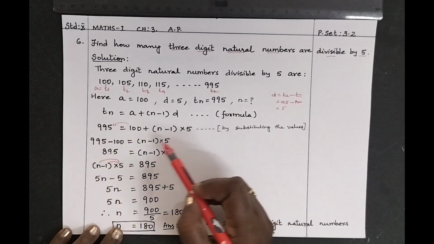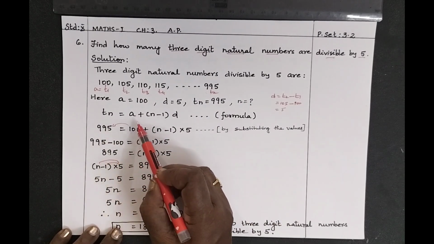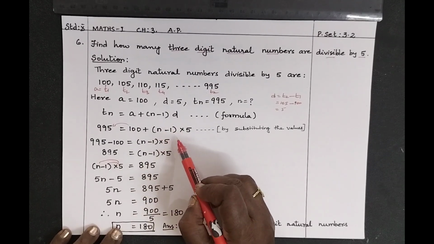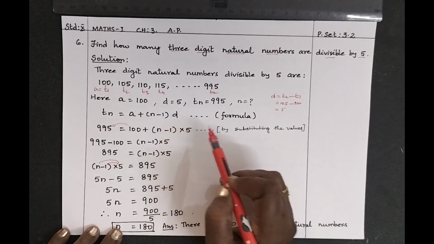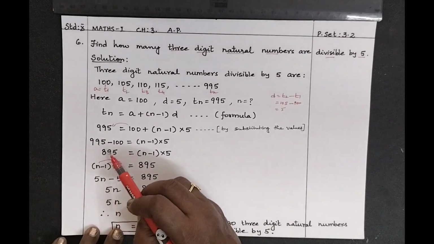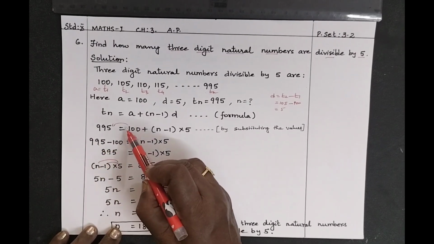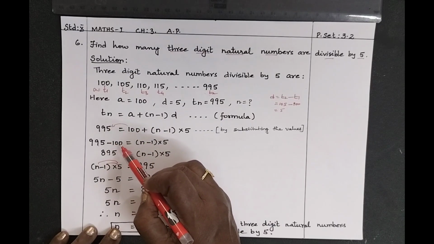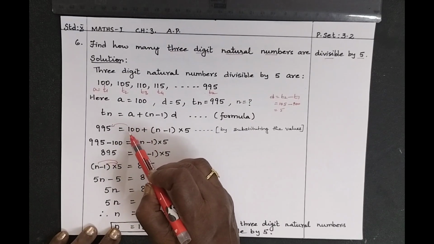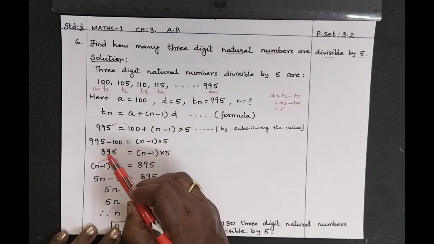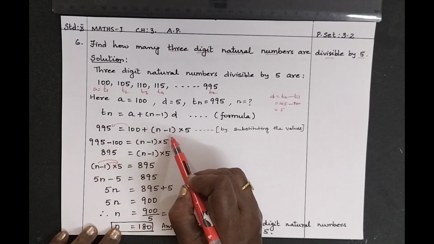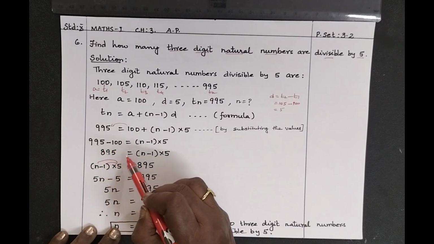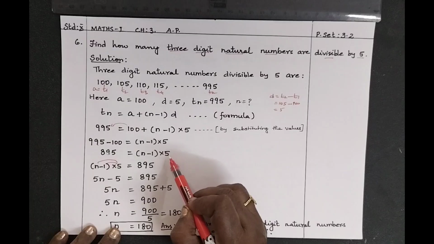Let us substitute the values here. So 995 is equal to A, which is 100, plus N minus 1, into D which is 5. We don't know what N is, we have to find it out. Now 995 equals 100 plus this. Bring the 100 to the other side, it will become minus 100. Otherwise, to eliminate this 100, we have to subtract 100 on both sides. So 995 minus 100, which is 895, is equal to N minus 1 into 5.